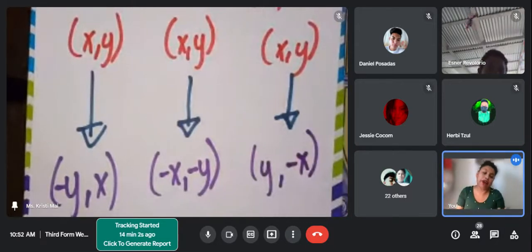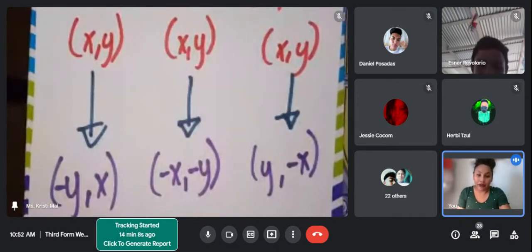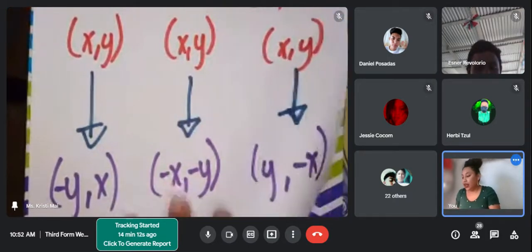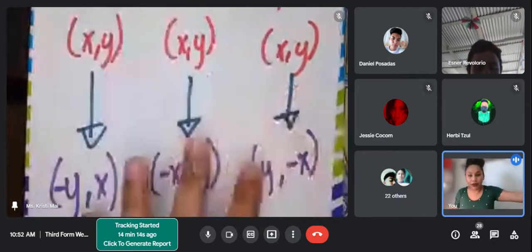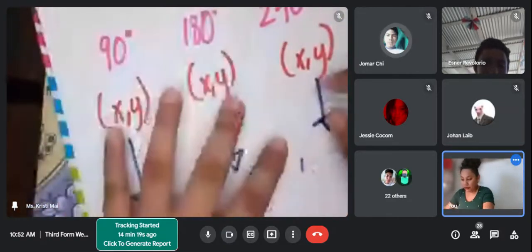So now this is what we're going to be using today to be able to sketch and draw the new diagrams for each of the rotations. All right. So is everybody ready? Can I begin with the first one? Yes, miss. Okay, good.